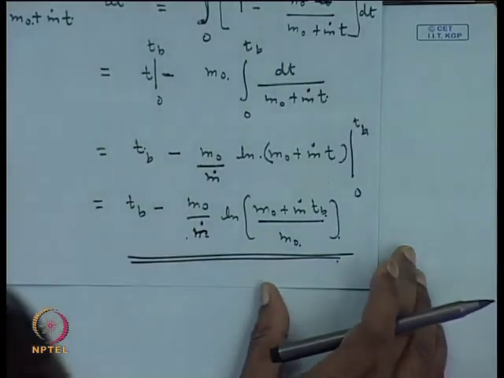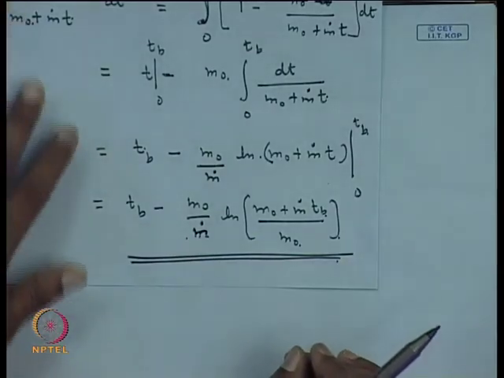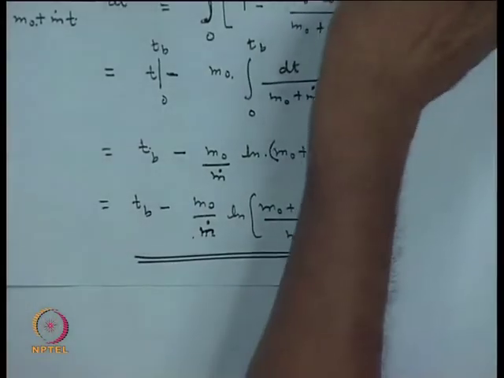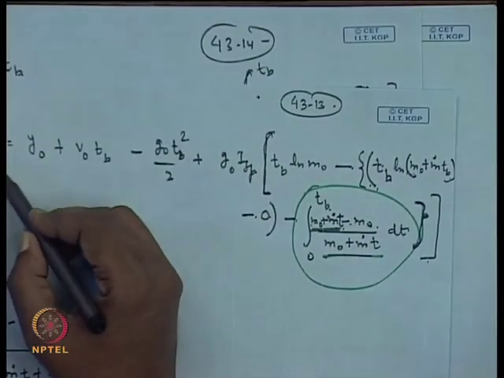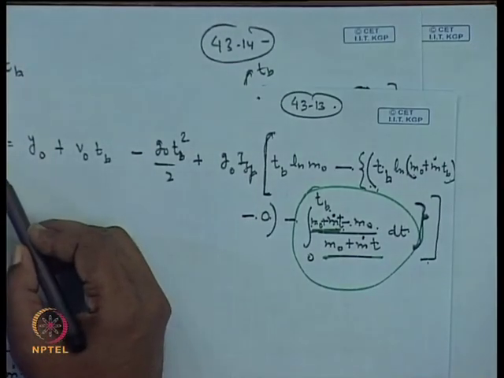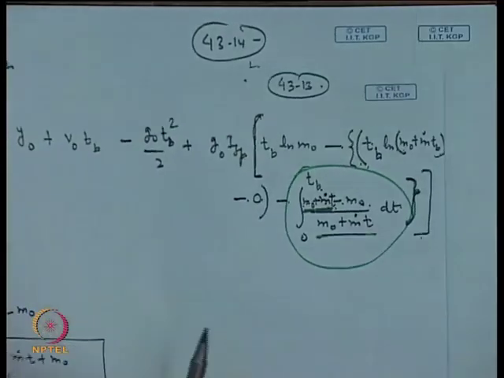Time is getting over, so next time we will insert this in the original equation and work out the rest of the expression. This will give us the altitude reached at the final burnout. Okay, thank you very much. We continue in the next lecture.